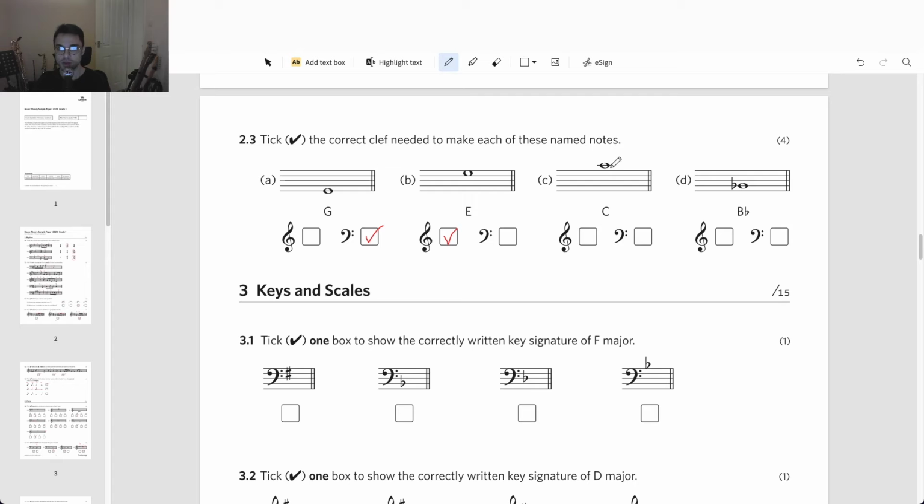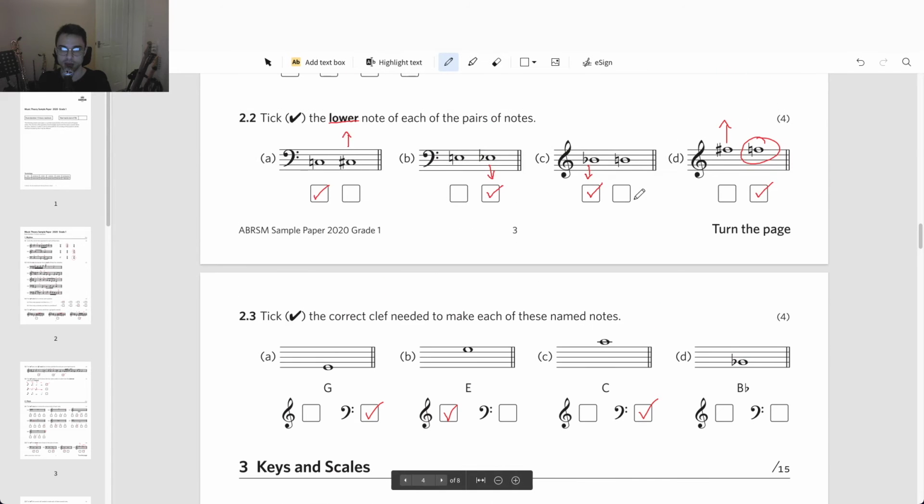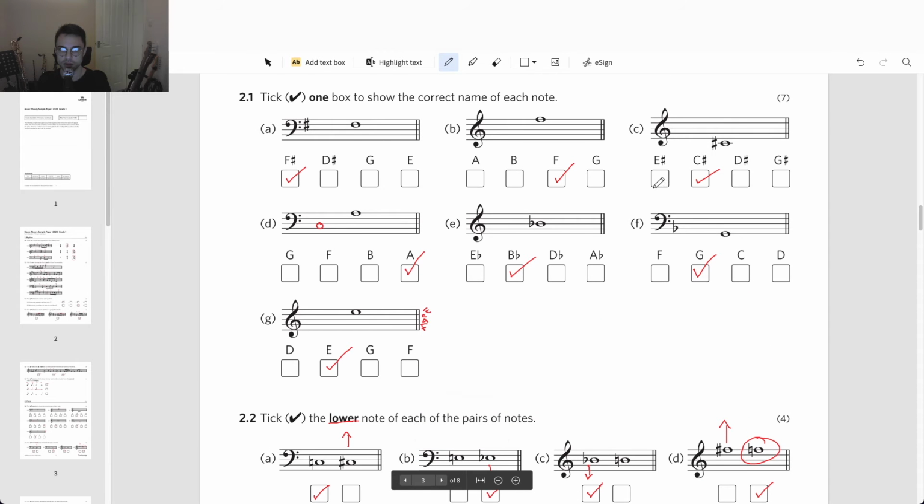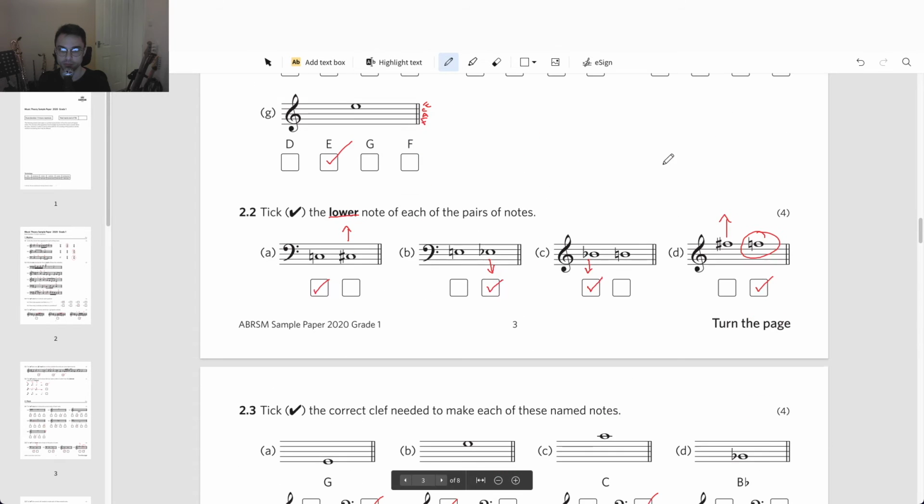All right, C. Which clef is that C? So the answer is bass clef. Because remember, middle C, which is what this note is, looks like this in the bass clef. And if we go back up, it looks like, well, not quite like that. That's a C sharp. But that line there in the treble clef, that's where we find our middle C.